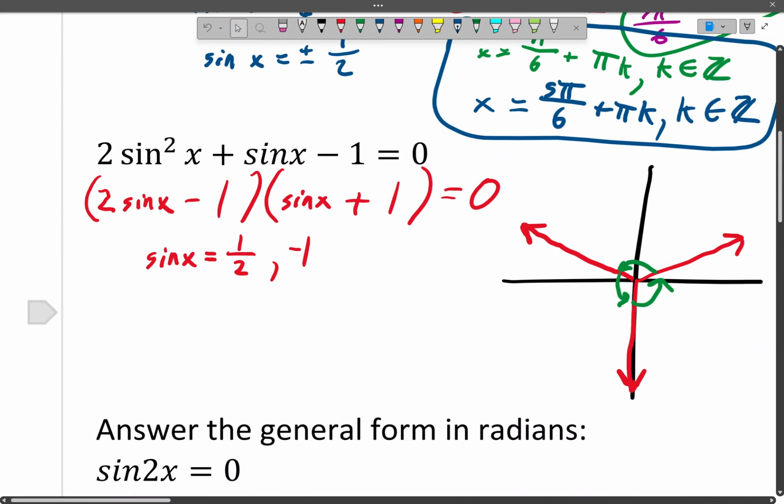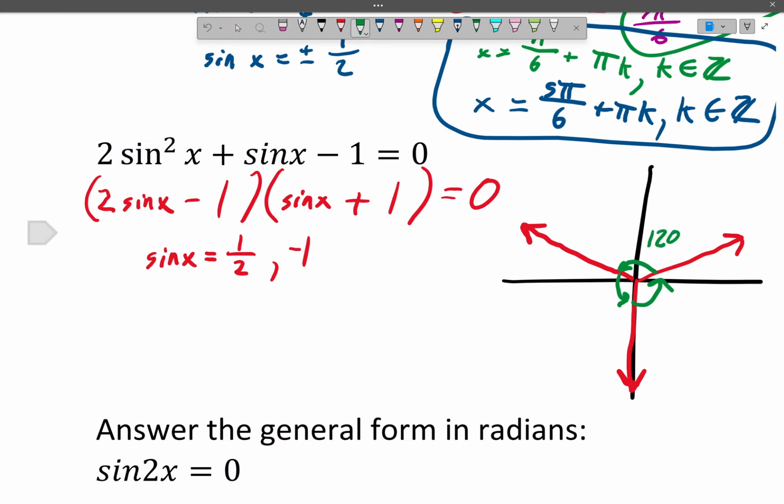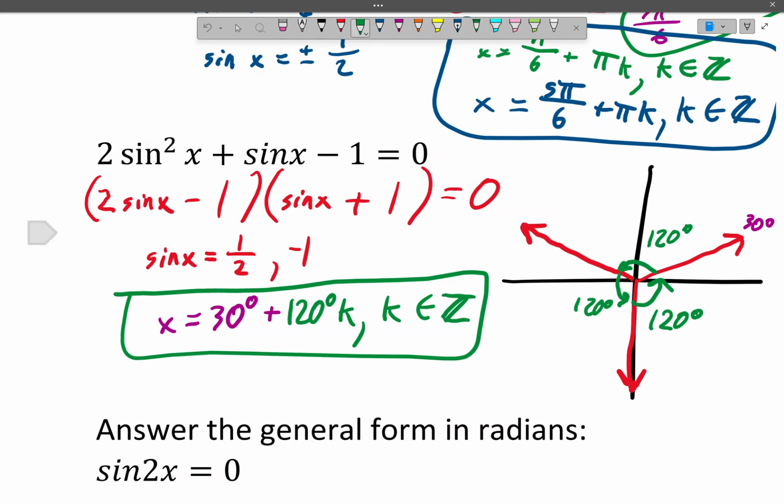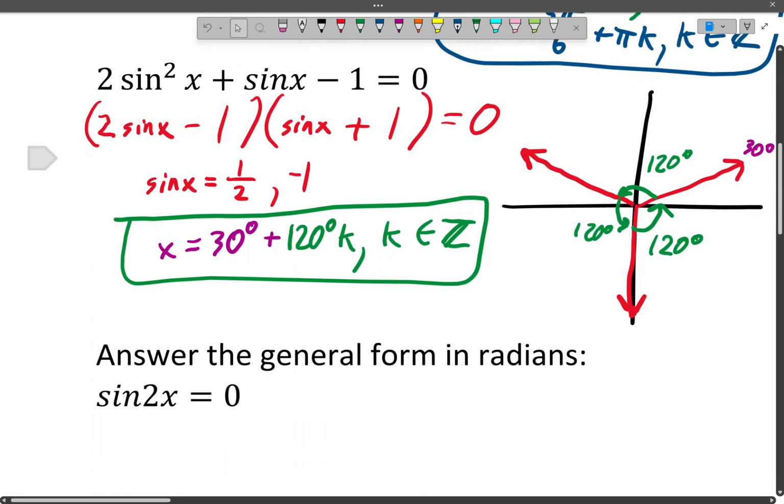So this is a total distance of 120 degrees going around from part to part to part. But it's not starting at 120, it's starting at 30 degrees. Okay, so we're going to write x equals 30 degrees plus the 120 degrees, k, again, where k is an integer. And this answer does actually cover all three parts. Okay, sometimes that happens. It's kind of a weird example, but that's why I put it here.